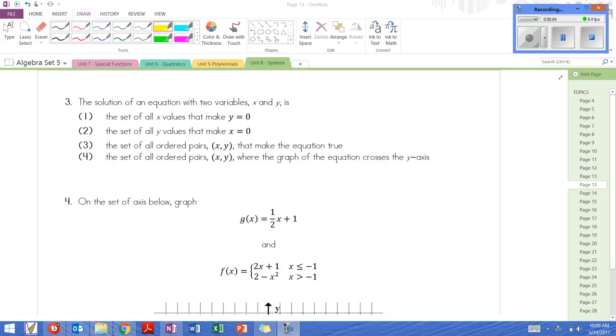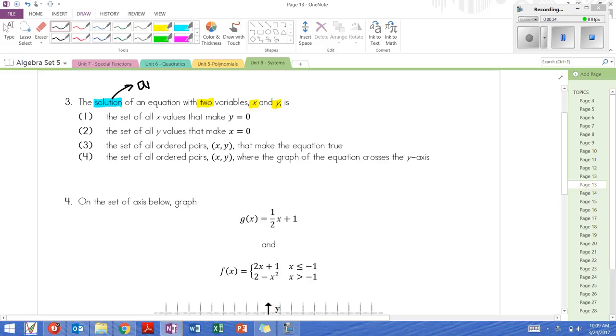Moving on to question number 3, it says the solution of an equation with 2 variables, x and y, is, okay, so before reading any of our answer choices, let's talk about what a solution of an equation with 2 variables, x and y, would be. A solution, remember, looking back to our lesson 1, a solution to a function is any point that is on the function or on the graph of the function.